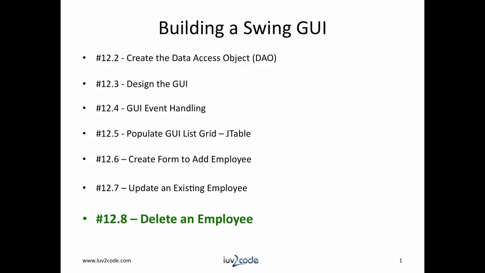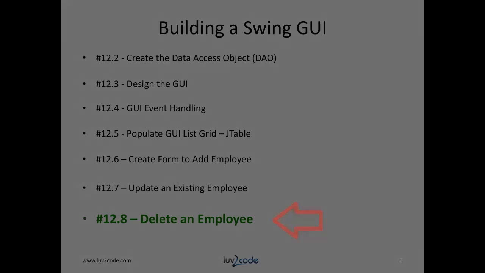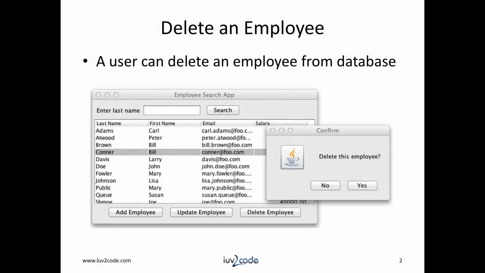Welcome back to another tutorial on Java JDBC. As you know, we're currently working through a series of videos on building a Swing GUI to connect to a database. We're currently at video 12.8, deleting an employee. Let's expand on our previous code example. Now we'd like to add the feature to delete an employee from the database.